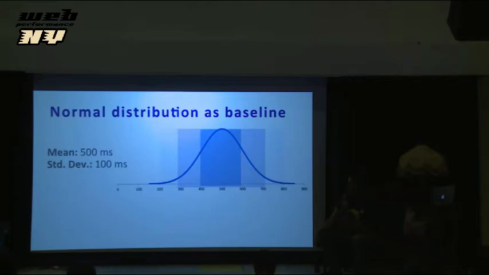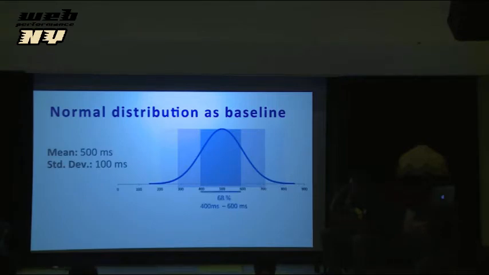The most widely known form of a distribution model is normal distribution as a baseline. Whether you agree to use it or not, it's just a good example to see what we're actually talking about when I say baseline is not a single value, it's a range of values plus probabilities. Our mean in this case is 500 milliseconds, and we have a standard deviation of 100 milliseconds.